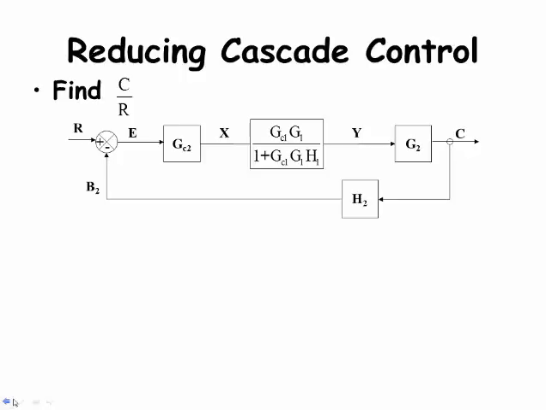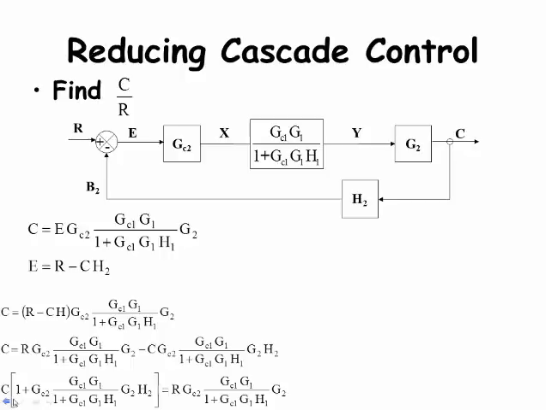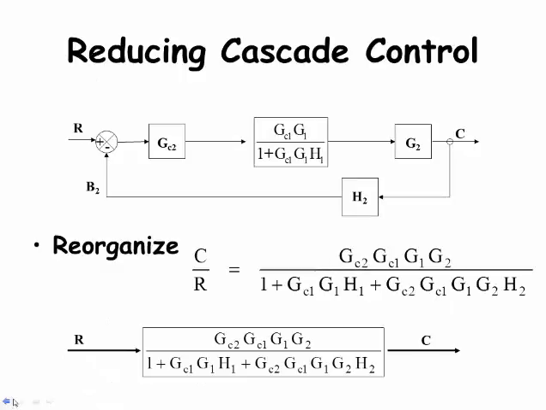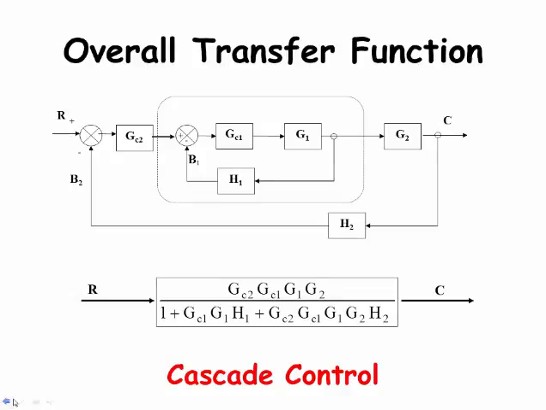Now we can find the overall transfer function C over R. Again, we write the transfer functions starting at the output C. The second equation is for the error term. Then we go through some algebra to separate out R. When we are done, we get this overall transfer function for C over R. We can simplify this expression by multiplying the numerator and denominator by 1 plus GC1 times G1 times H1. This slide shows the simpler transfer function C over R for the feedback plus cascade control system we had. We can replace the entire block diagram with a simple block with R as the input and C as the output and the transfer function we found in the block. This slide compares the initial block diagram and the overall transfer function for a feedback plus cascade control system.